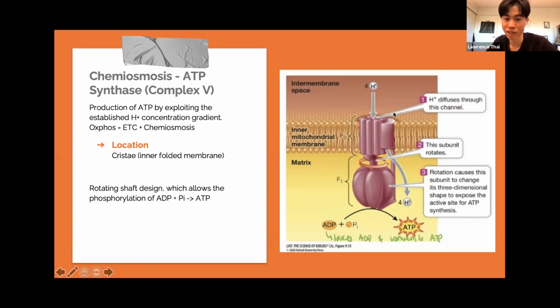It's like a rotating thing. There are active sites here for H+. And as they come down, it spins. This spinning action, this rotational energy, powers the generation of ATP, which is basically getting ADP and then adding inorganic phosphate onto it to become ATP.